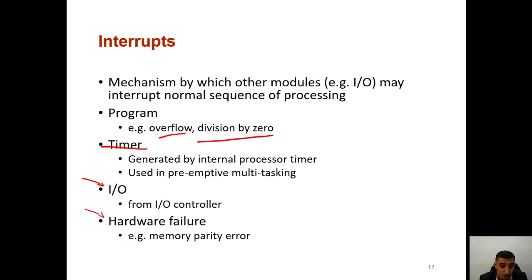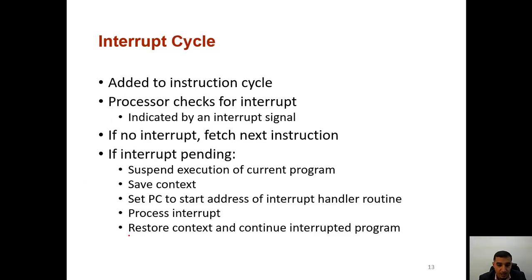But when an interrupt happens, how do we deal with it? This is the main question. If an interrupt happens, we need to understand the cycle of the interrupt. Now, an interrupt is added to an instruction cycle. The processor checks for an interrupt indicated by an interrupt signal. If no interrupts, then fetch the next instruction. Yani after you finish an instruction, you check for interrupts. You cannot interfere in the middle of an instruction. Yes, there is an interrupt, but the current instruction needs to be finished. Then we can service that interrupt.